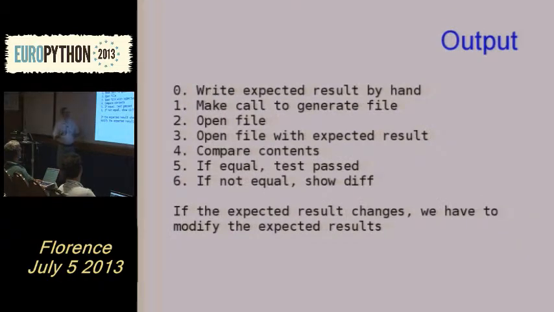For output, here's an example without code. It's an example of where we're outputting things to a file. So we write the expected result by hand, we make a call to generate the file we want to generate, then we open that file, we open the file with the expected result, compare contents, and if they're equal, the test passed. If not equal, then we should probably show a diff between the files in order to give ourselves or the developer a hint about where the problem actually is. This is not easy. This is hard.